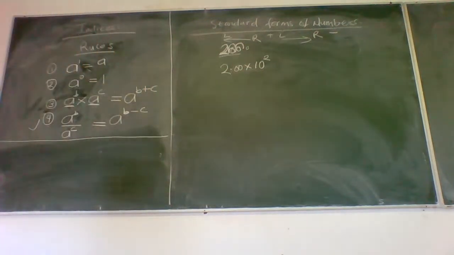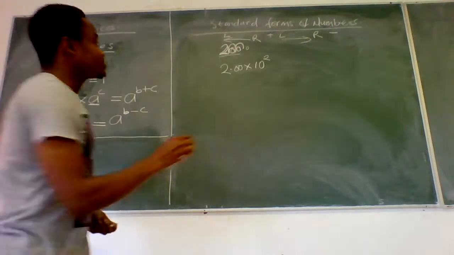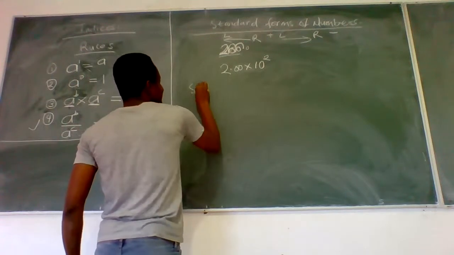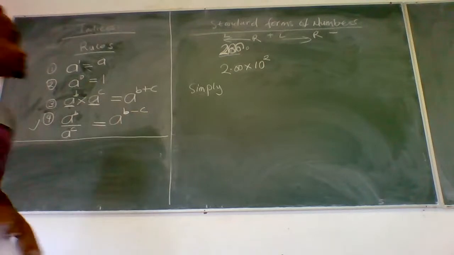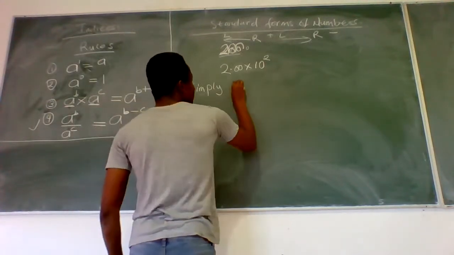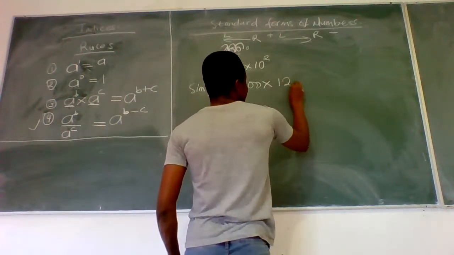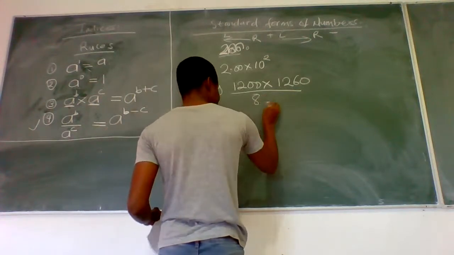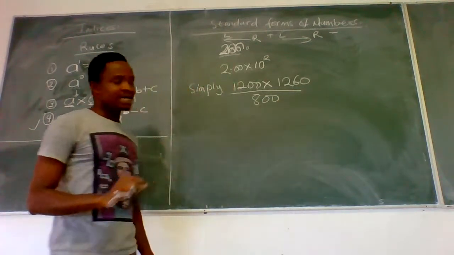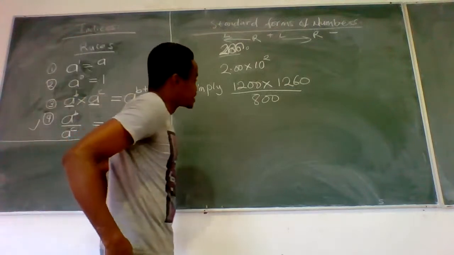Okay, so let's look at one or two examples under this. Example one: simplify 1,200 multiplied by 1,600, all divided by 800, and then leave your answer in a standard form.